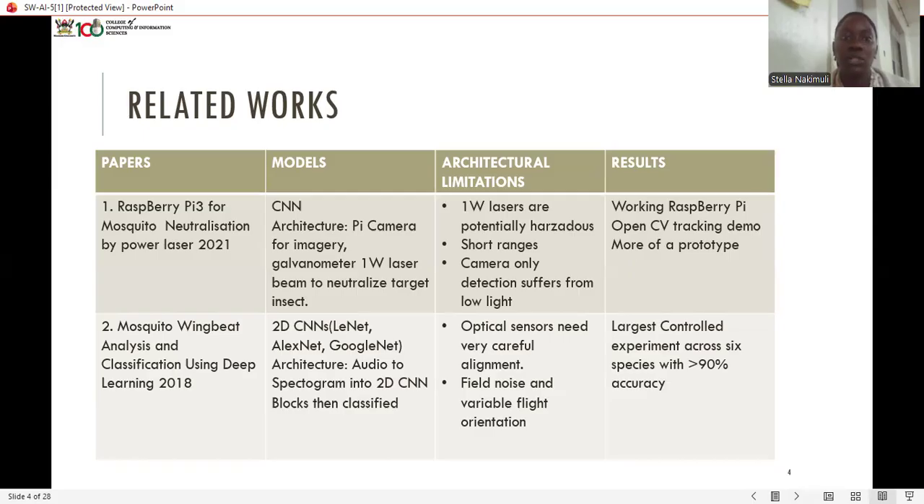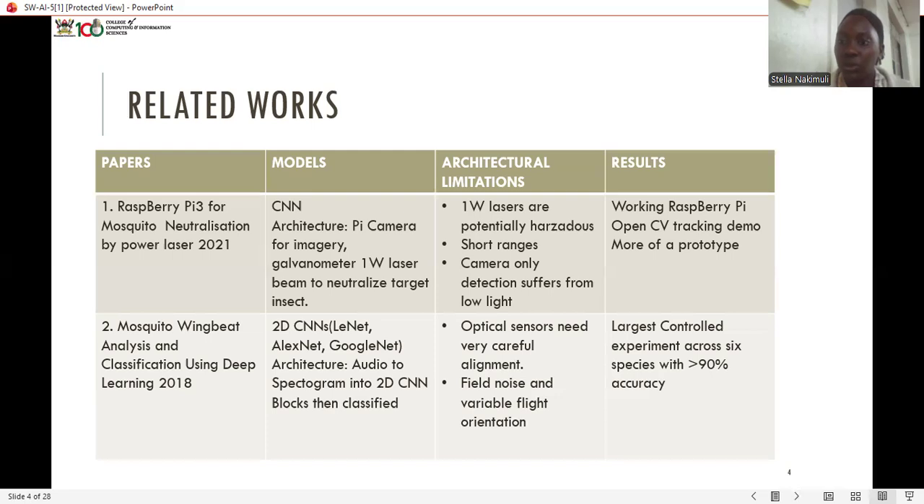We had another one, which is mosquito wing beat analysis and classification with deep learning. That's another paper, which used a 2D CNN, and then some architectural limitations, which included that optical sensors needed very careful alignment. So there was a crucial need of aligning the optical sensors to get accurate results. There are also its results.